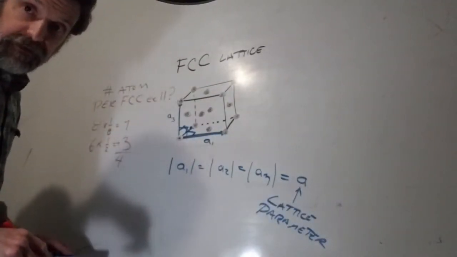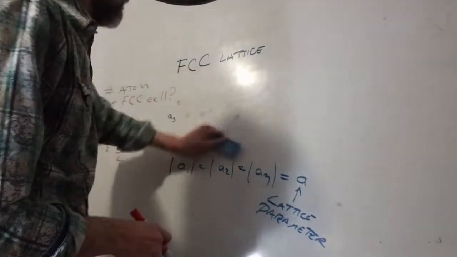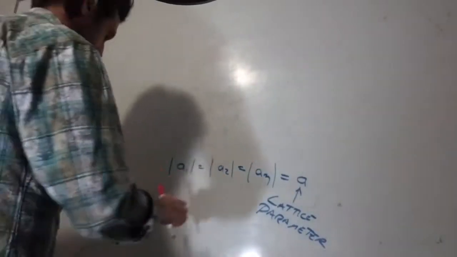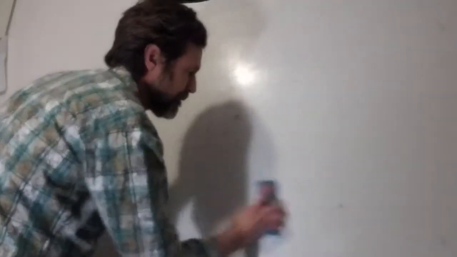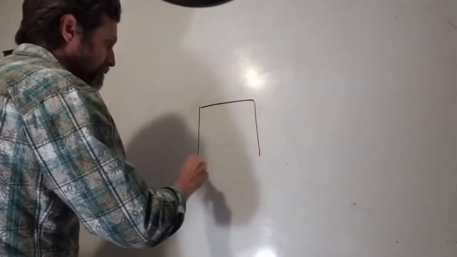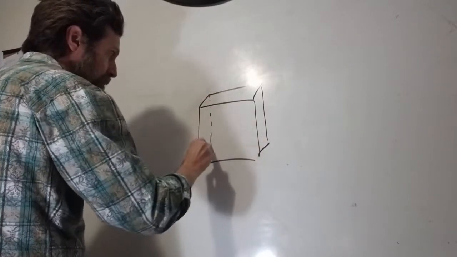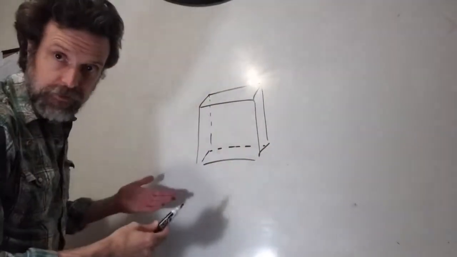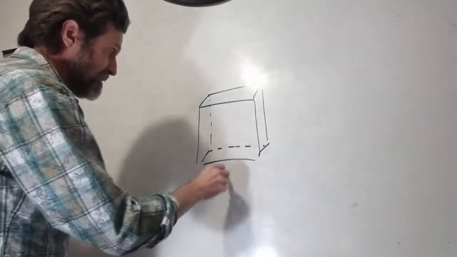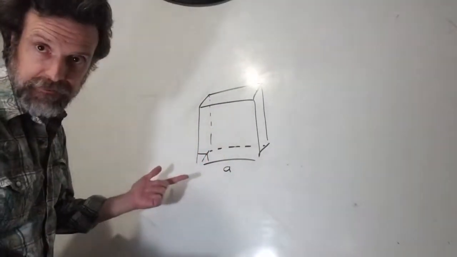Another one of the very common unit cells is the BCC, or body-centered cubic. The BCC cell, so body-centered cubic, again, it's cubic. So we have a cubic unit cell. The lengths of the sides are all the same, so they all have the same lattice parameter A, and they all have right angles.